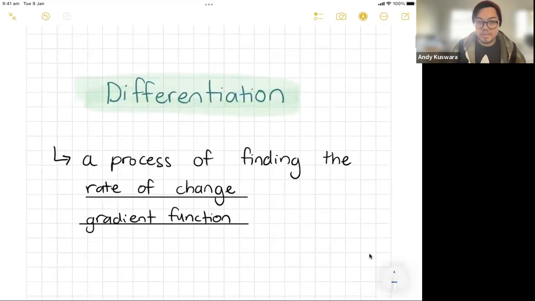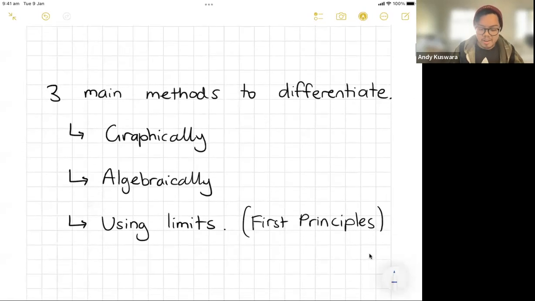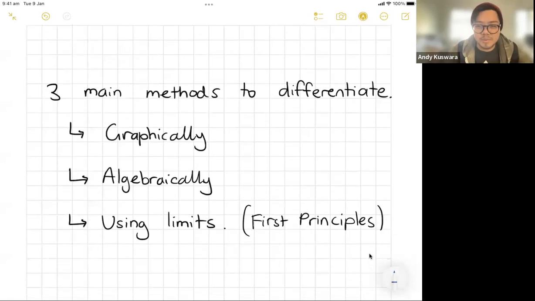The first big thing that we look at is this idea of differentiation. It's a process of finding the rate of change, or sometimes we call it the gradient function. There's going to be three main methods that we're going to use to figure out the differentiation or to find the gradient function.